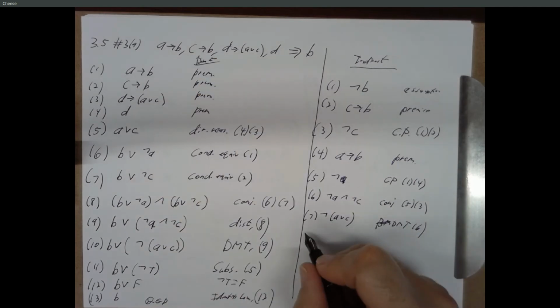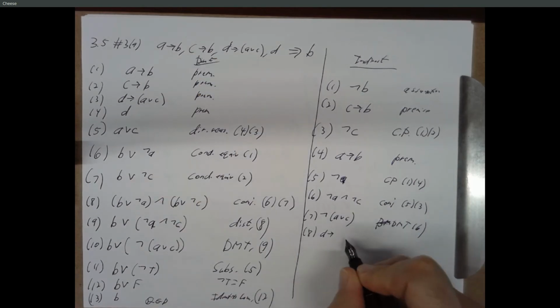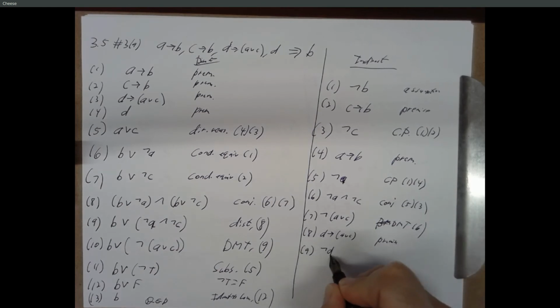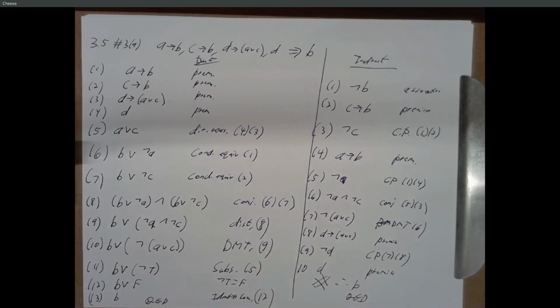And we know that D implies A or C, that's a premise. And so contrapositive one more time tells us not D, but we also know D is a premise. So there's your contradiction, and therefore B, and that's what we were asked to show.